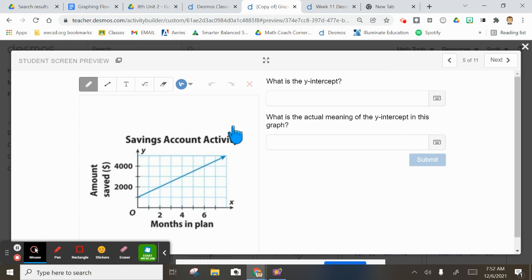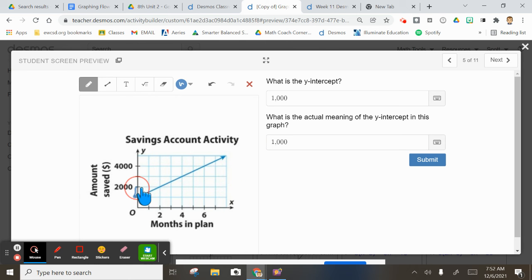All right, what's the y-intercept here? And what is the actual meaning of the y-intercept? Go ahead and push pause and try to answer this one. Well, the y-intercept is between 0 and 2,000, so it's actually going to be 1,000. And what is that actual meaning? Well, the savings account at 0 months, before you started saving, you put $1,000 in the account to start. Before you started saving, you had $1,000 you put into the account, okay?